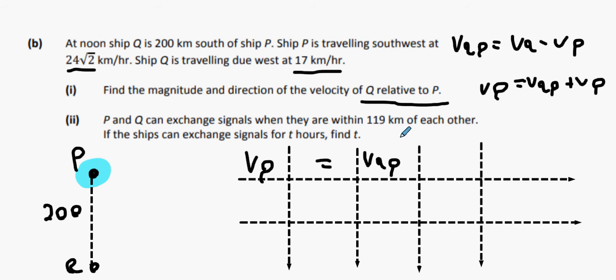Just give me a sec. Q relative to P is VQP. VQP is VQ minus VP. Bring the VP over the other side. Oh, I have two VPs. I see the issue. That's a VQ. Thank you. My Q looked a lot like a P. That is confusing. Thanks for that, Michael. That's not a minus.